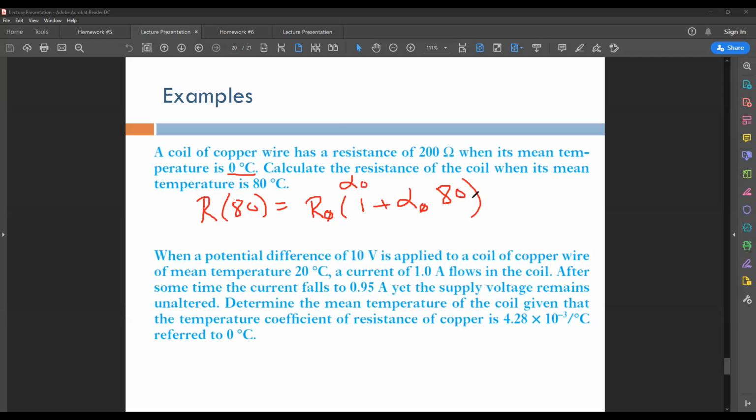Because this is 80 minus 0. R0 is given. Alpha 0 is from the table. It's also given. So basically just plug in the numbers and get the value that you need. That's it. So this is just a direct substitution in this equation.